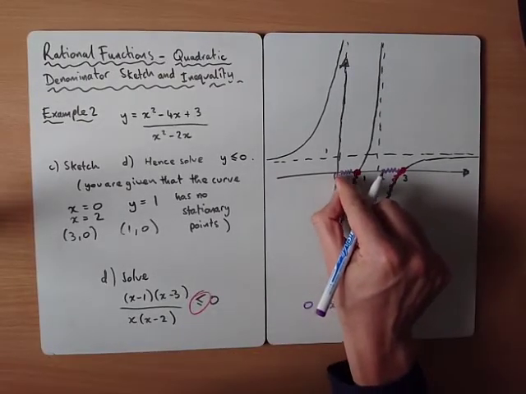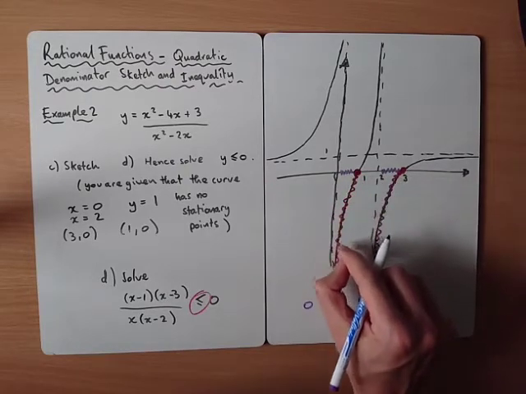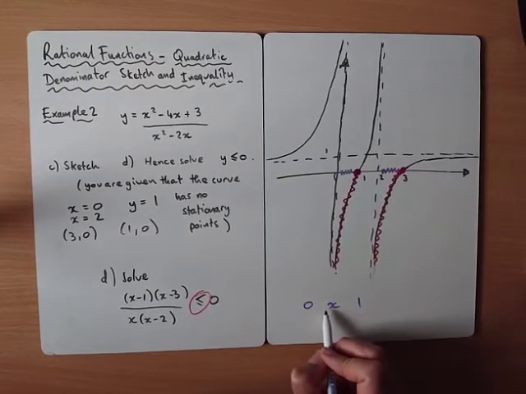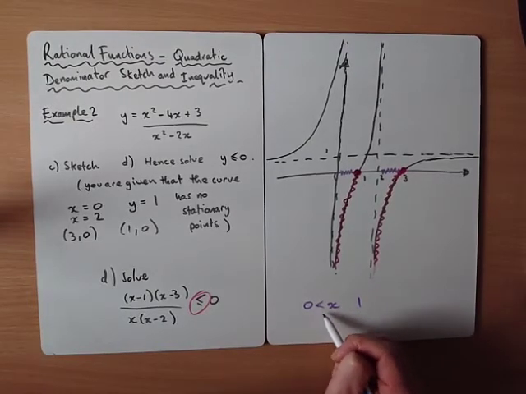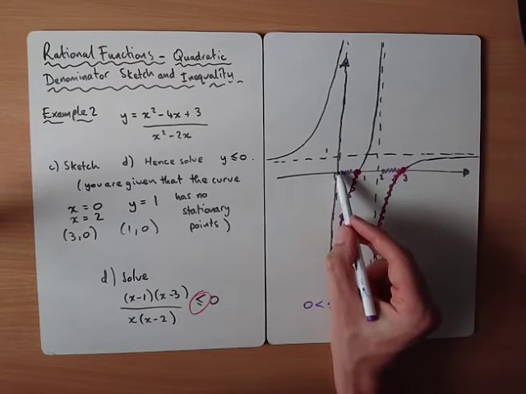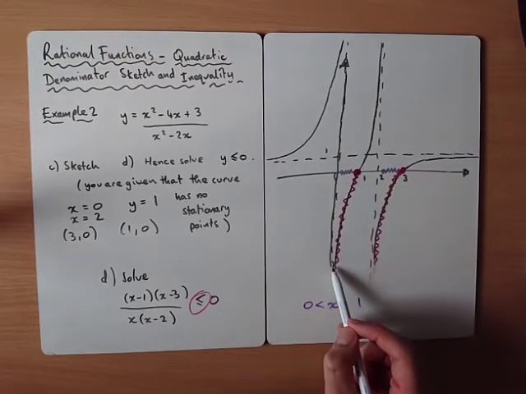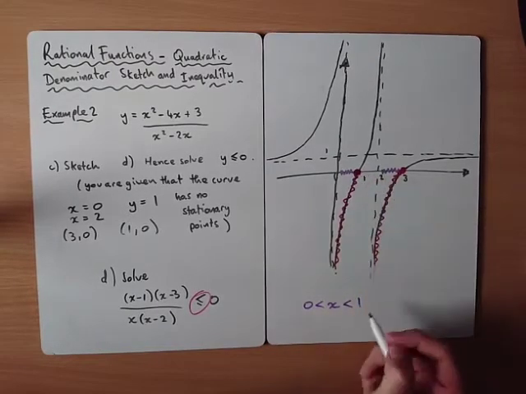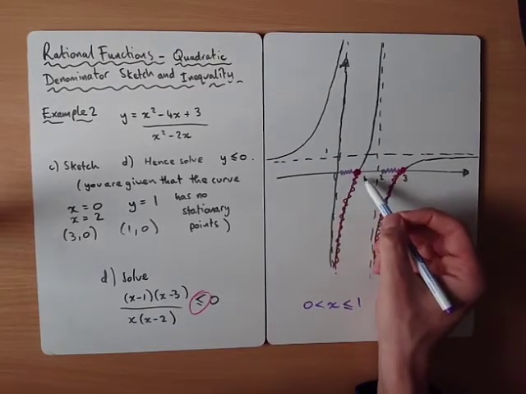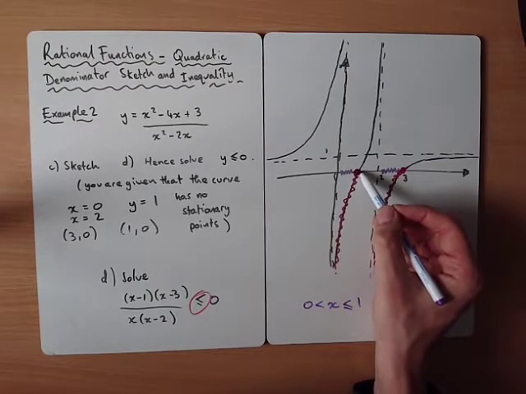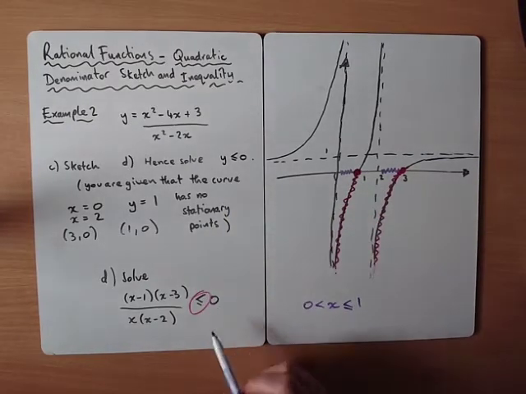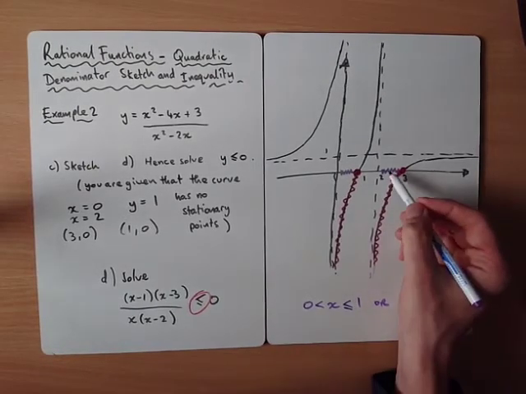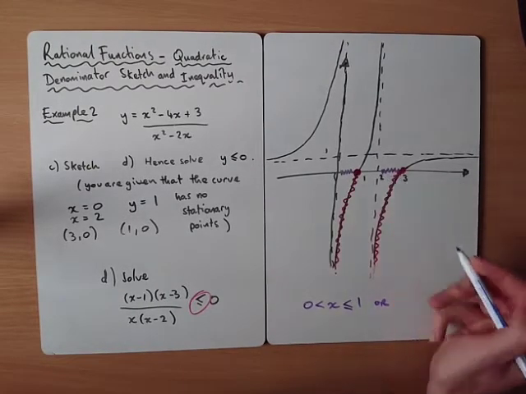So when x is between 0 and 1, that's when our answers are less than 0. Be very careful how you write this answer. Is it allowed to equal 0? No, it's not allowed to equal 0 because that's where our asymptote is. Is it allowed to equal 1? Yes. Because when we sub 1 in, the answer is 0. And it's allowed to be less than or equal to 0. Okay, this section in between 2 and 3.